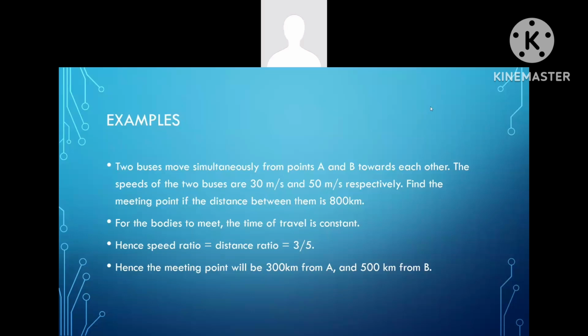Two buses move simultaneously from points A and B towards each other. The speeds of the two buses are 30 meter per second and 50 meter per second respectively. Find the meeting point if the distance between them is 800 km. For the bodies to meet, the time of travel is constant. Hence, speed ratio equals distance ratio equals 3 by 5. Hence, the meeting point will be 300 km from A and 500 km from B.